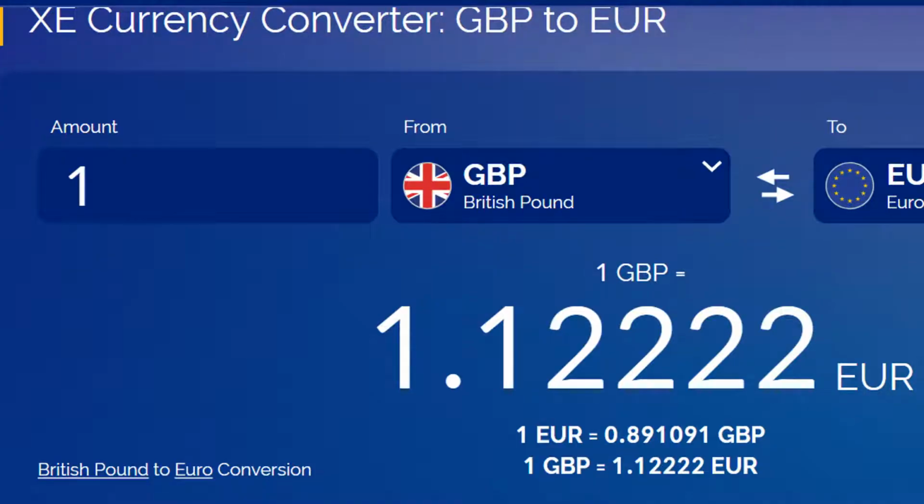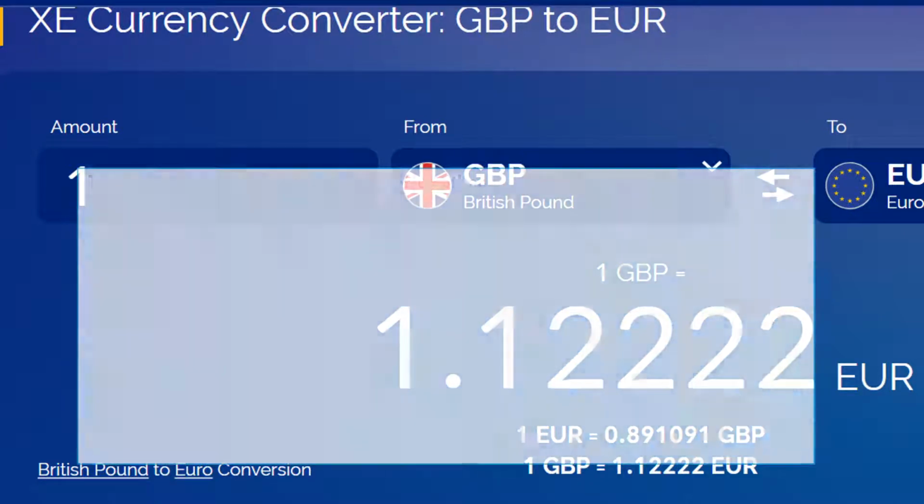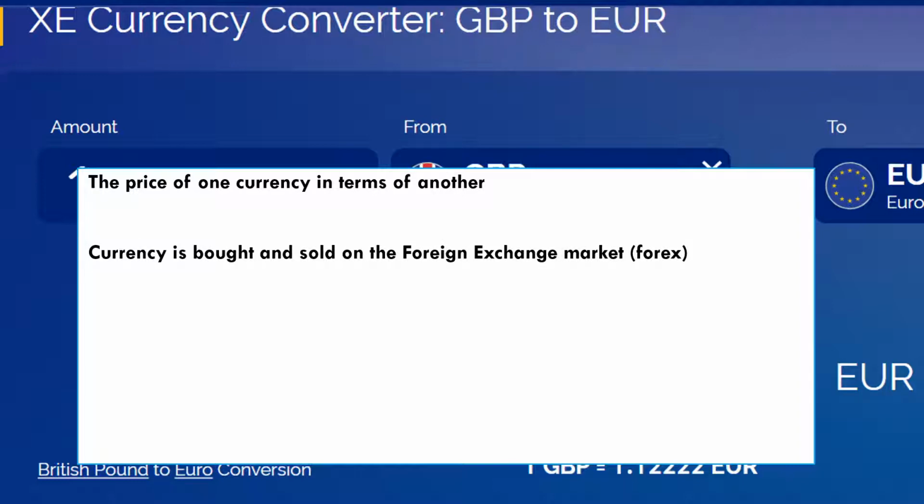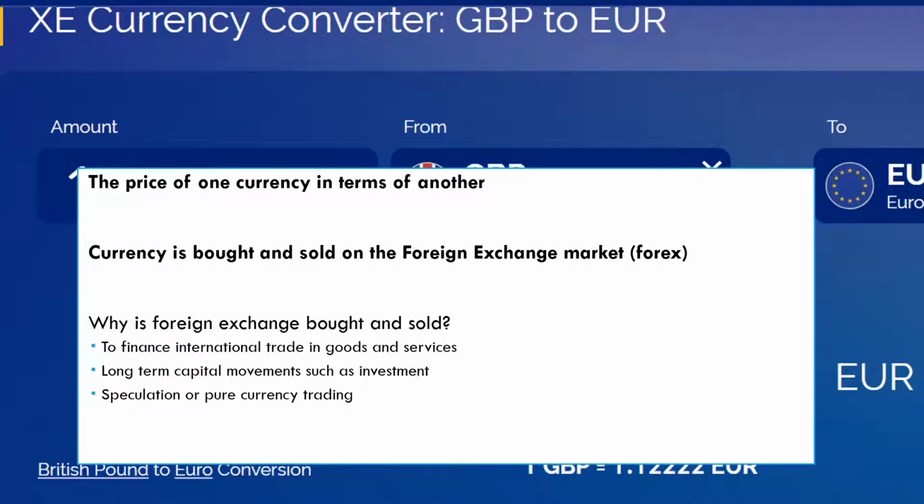So a quick reminder of what an exchange rate is. The best definition we have of an exchange rate is the price of one currency in terms of another. So for example, the price of €1 in terms of pounds or the price of $1 in terms of yen. This price is determined through the interactions of demand and supply on the foreign exchange market, often known as the forex market. Typically, why is foreign exchange bought and sold?